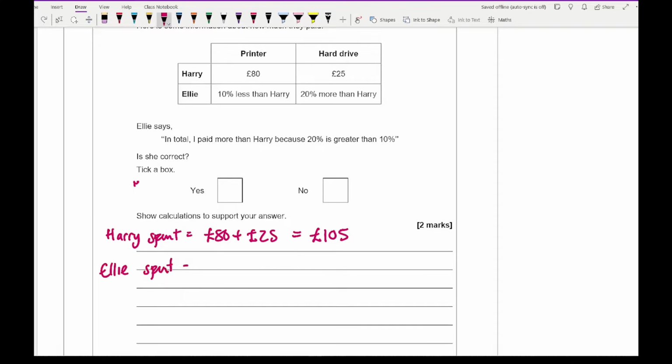Then in terms of what Ellie spent, for the printer, I'm taking 10% off, so that's going to be 80 times 0.9 plus, now if they're paying 20% more for the hard drive, that's going to be 25 times 1.2. And if I type that all into my calculator, 80 times 0.9 is 72, plus 25 times 1.2, which is 30. And so Ellie pays a total of £102. So in total, she paid more? She actually didn't, so the answer is no.